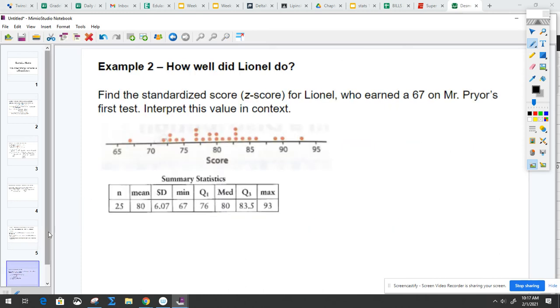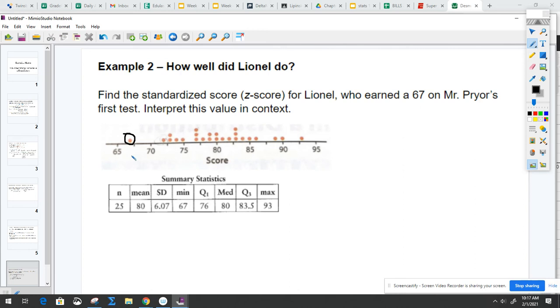Okay, so let's take a look at an example here, talking about the standardized test scores that we were looking at back then. So we have this data, and what we need to do is find the standardized score. It says find the standardized score for Lionel, who earned a 67 on Mr. Pryor's first test. Interpret this value in context. So this point right here is the value that we are talking about. This is poor Lionel's score.